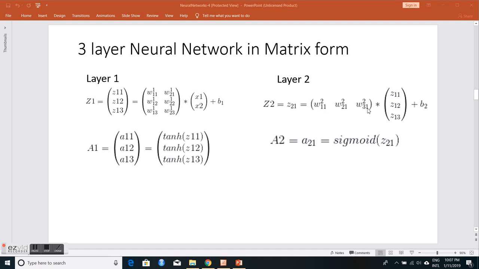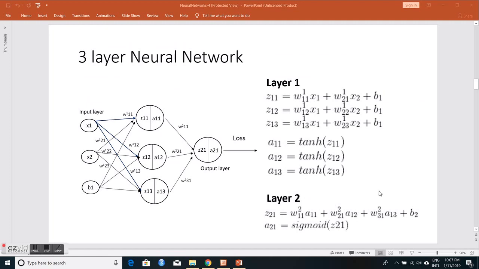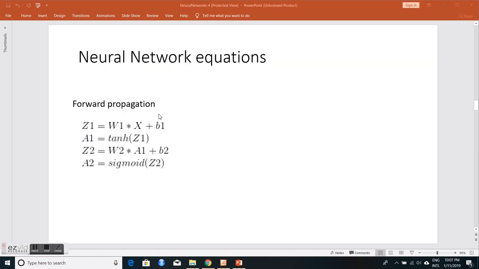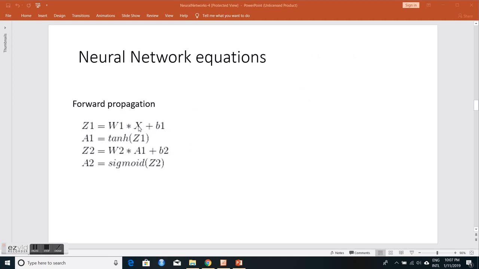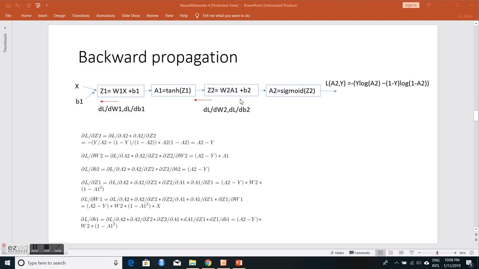Similarly, Z2 is a product of this weight vector into this linear activation function plus bias, and the activation of layer 2 is the sigmoid of Z21, which is basically, I've just rewritten whatever is on this particular page in matrix form. Now I can further shorten this, where I can have this Z1, which is a vector of Z11, Z12, Z13, and W1 is our weight matrix, which we have here, and X is our input vector plus B1. So here the capital letters denote either a matrix or a vector, and we can just simplify it in the shortened form. So this is the forward propagation step.